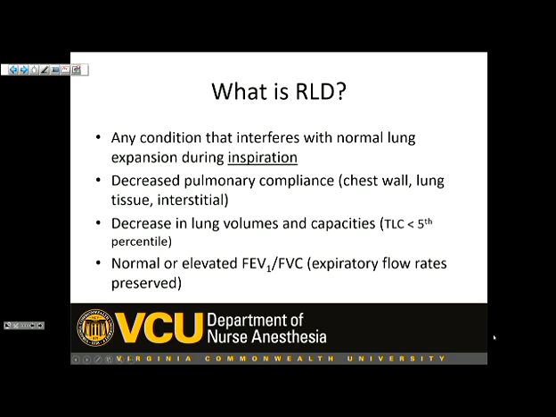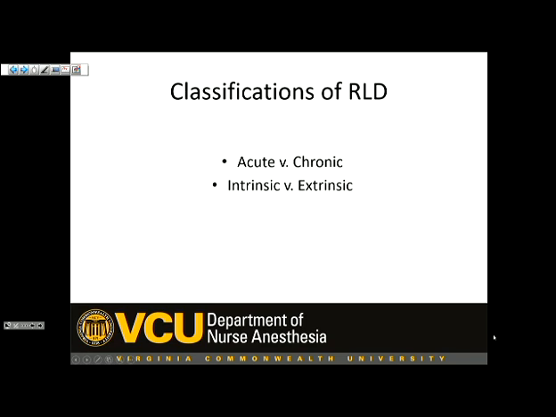So they may have a relatively easy time getting the air out. It's the getting the air in part that's the issue for them. It's difficult to expand the lungs due to the underlying pathophysiology. Again, we'll talk about these.